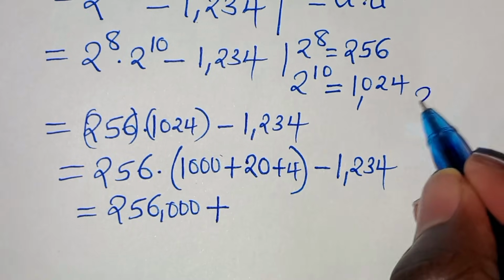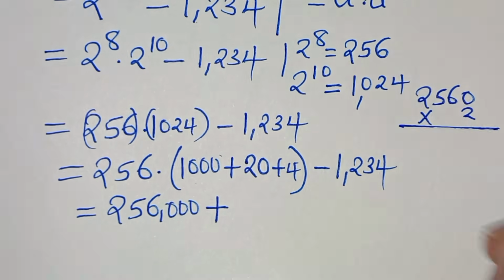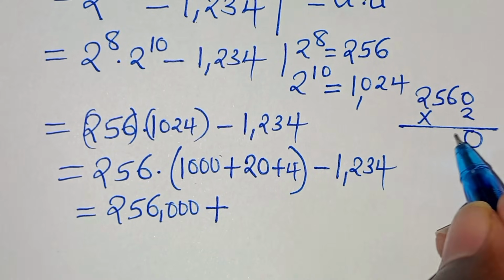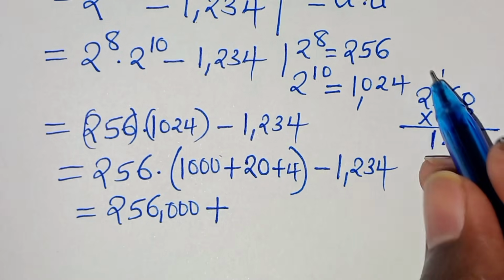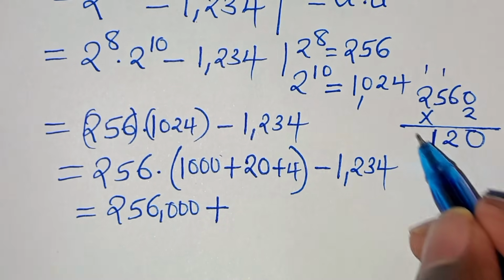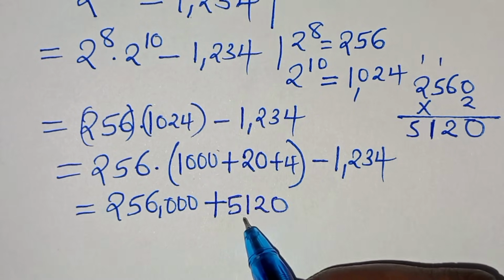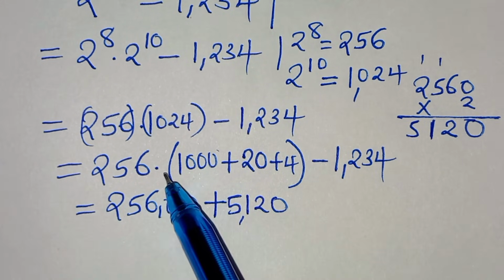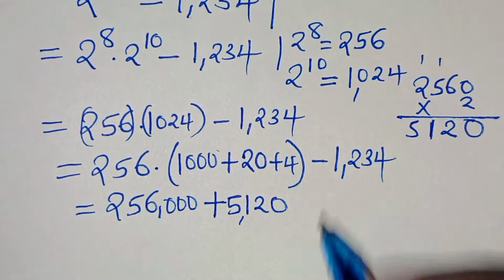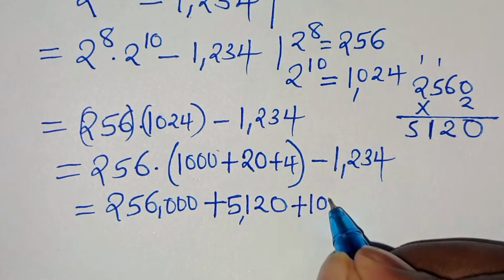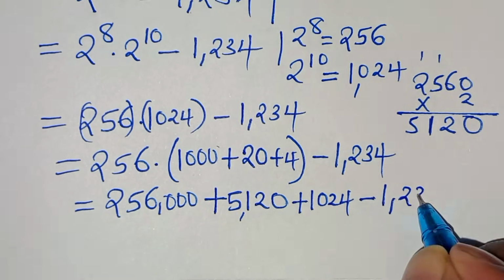So we have 256 multiplied by 20. So 0 here. 6 times 2 is 12, carry 1 here. 5 times 2 is 10 plus 1, this is 11. Carry 1. 2 times 2 is 4 plus 1, this is 5. So this is 5120. Then we have 256 times 4, and this is 1024. Then subtract 1234.